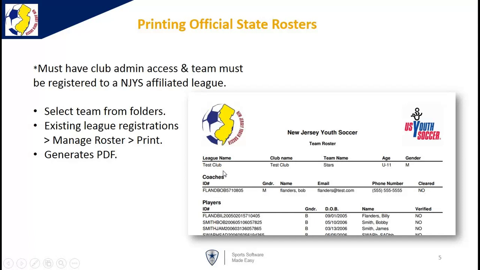So same thing here, you're going to select your team in the club admin system. You're going to scroll down to existing league registrations. From there you will see Morris County Youth Soccer 2017 fall season, and there will be a manage roster button. You'll click on that, and then you'll click print on the next screen. That's going to generate another PDF of the official state roster.